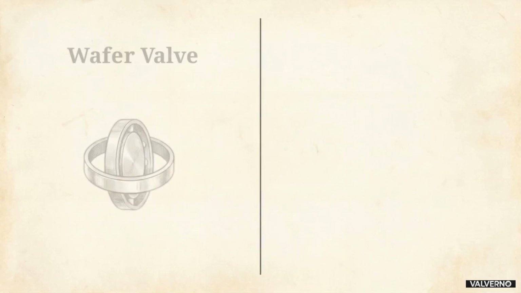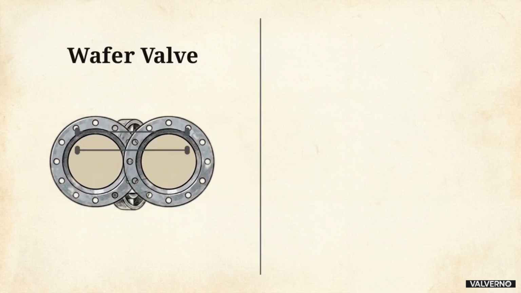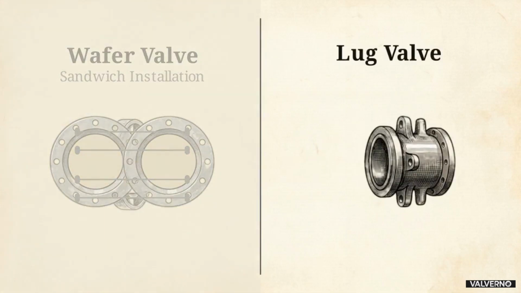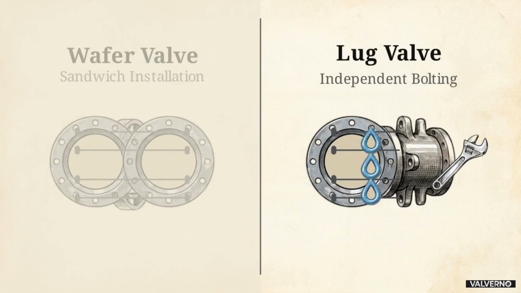The left side of this diagram shows a compact wafer valve. It sits clamped tightly between two standard pipe flanges. Because it is sandwiched in place, it is lightweight and cost-effective, making it ideal for permanently assembled pipelines. The right side shows a lug valve. It is bolted independently to the pipe flange. This structural independence allows technicians to completely remove one side of the pipeline for maintenance, while the valve securely holds back the flow.